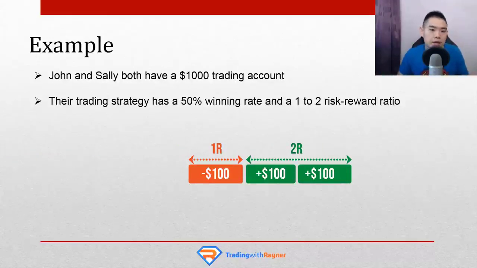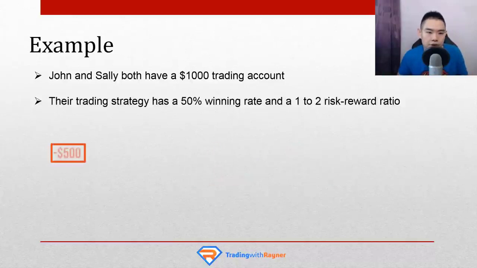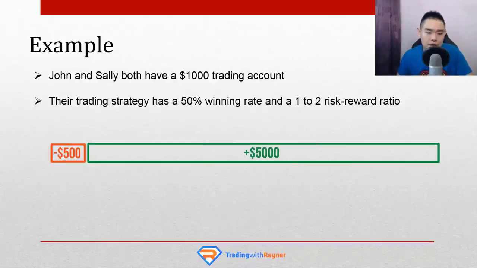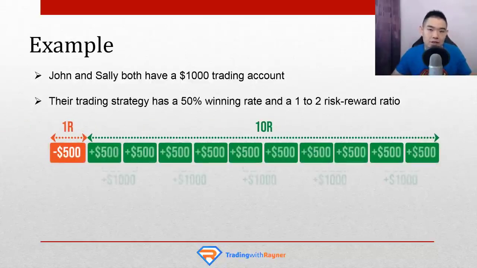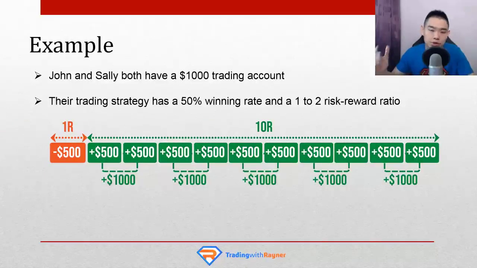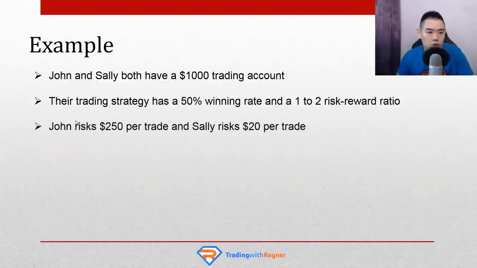Another example, let's say you have a $500 risk on the trade. Instead of losing that $500, the market went in your favor and you made $5,000 instead. What is the risk-to-reward ratio on this trade? This is a risk-to-reward ratio of 1 to 10. You were risking $500 and you made $5,000 at the end of it. Next, John risks $250 per trade and Sally risks $20 per trade.